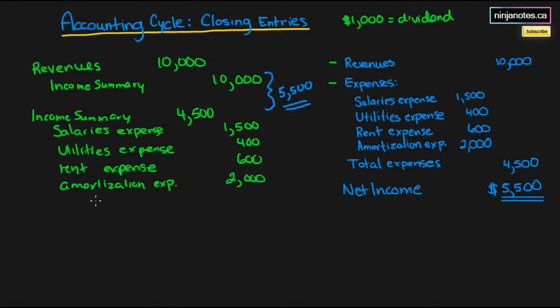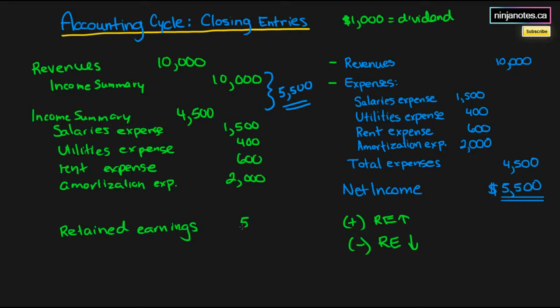Well, we're going to do dividends in a second, but first we want to take this net income and actually transfer it to our permanent account, which is retained earnings. So if we have net income and it's positive, retained earnings is going to go up, right? And if we have a net loss, retained earnings is going to go down. So since net income is positive, retained earnings is going to go up, and whenever retained earnings goes up, we credit it.